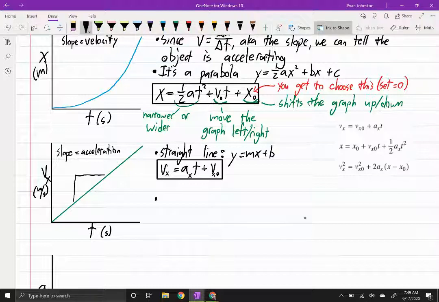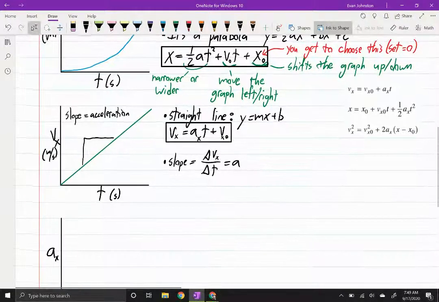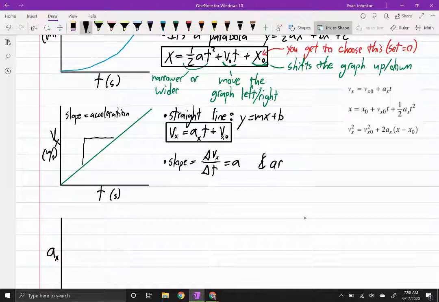Now, we know that the slope of this is really the change in v, at least here in the x direction, over the change in time. That is our acceleration, which is kind of neat, right? Now, the last thing that I want to mention here is that area. The area of this one is 1/2 base times height, right? Now, in our case, that really is 1/2 time multiplied by velocity in the x.